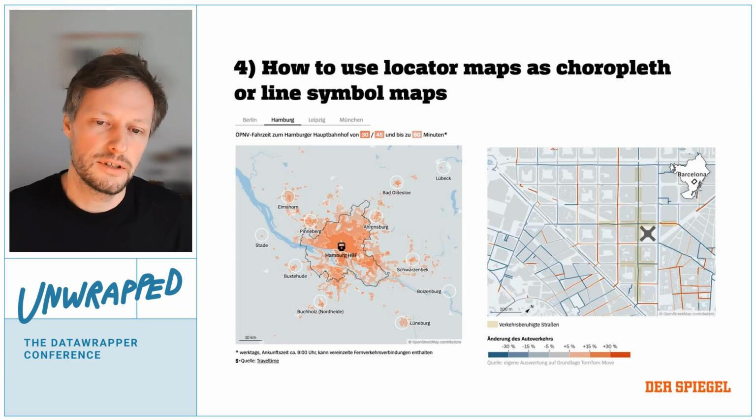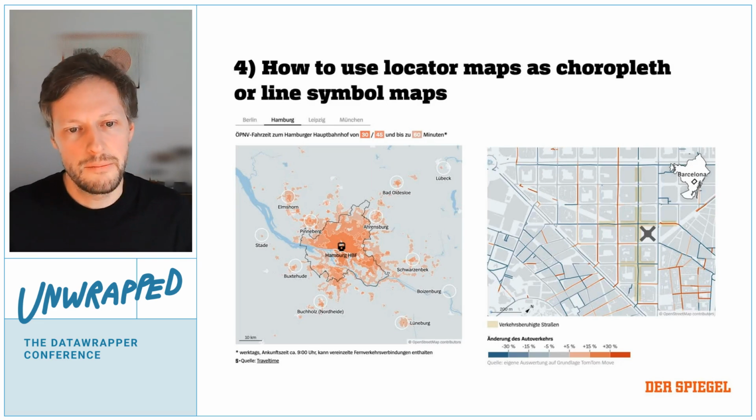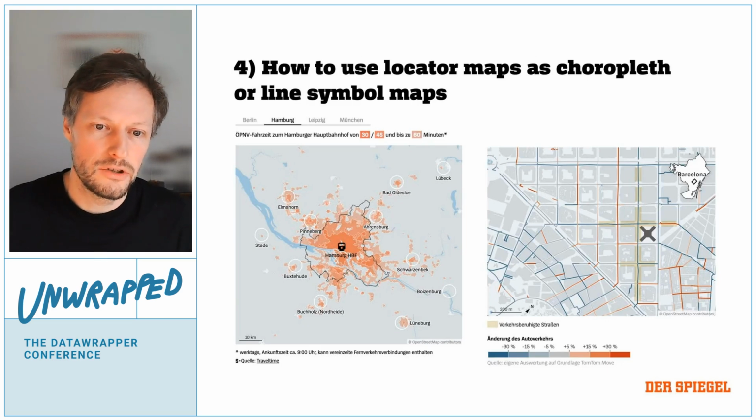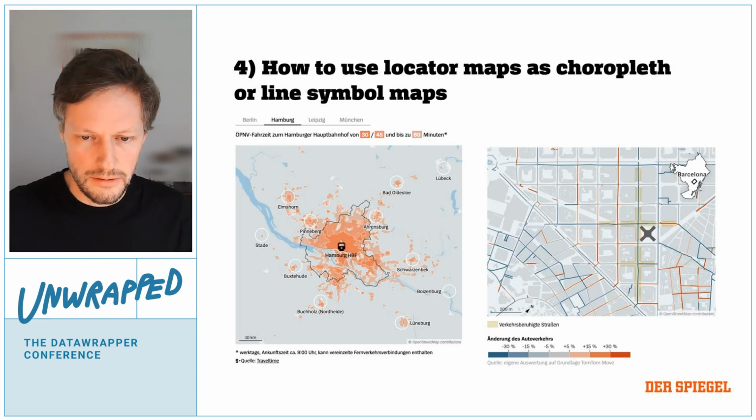And the one on the left is public transportation around Hamburg. Areas around Hamburg you can reach within 30, 45, and 60 minutes from the central station. This is actually called an isochrone map because it shows the areas which you can reach within a certain period of time. And both of them are a data layer put on top of a locator map. So how do you do that?